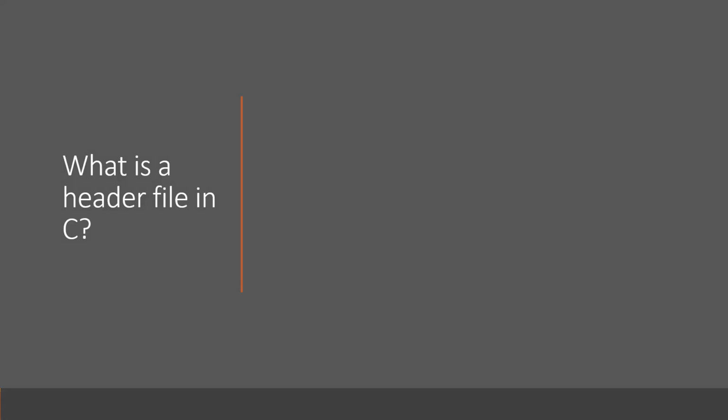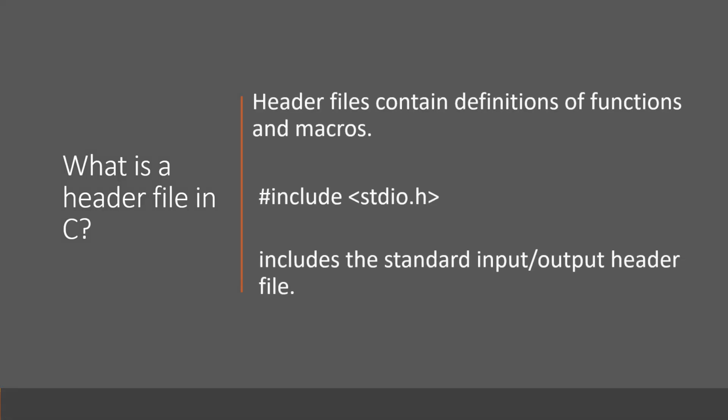What is a header file in C? Header files contain definitions of functions and macros. For example, include stdio.h, which we have been using very often. It includes the standard input-output header file.